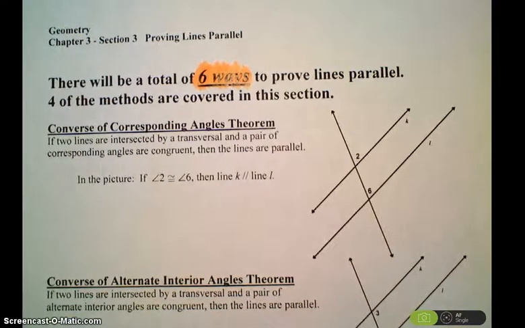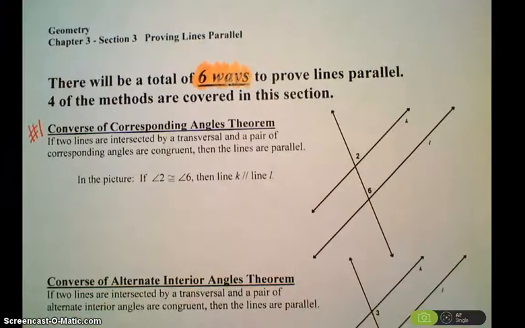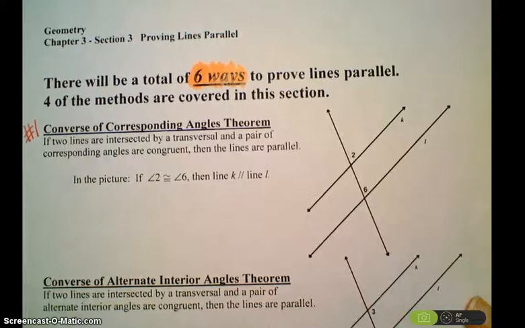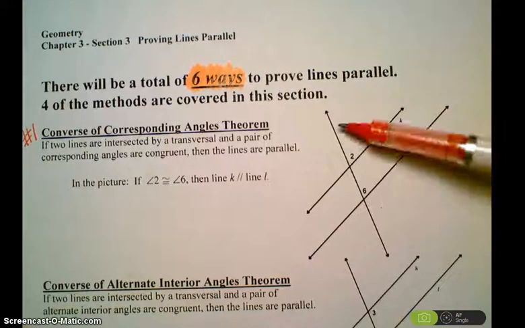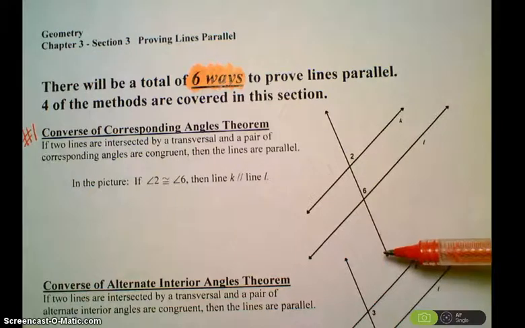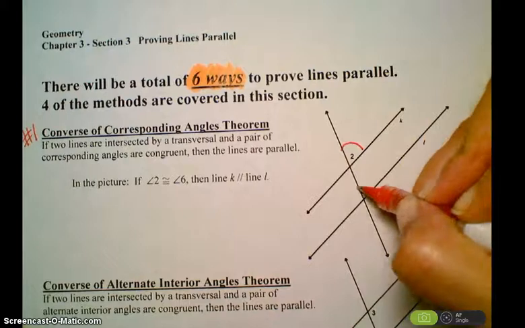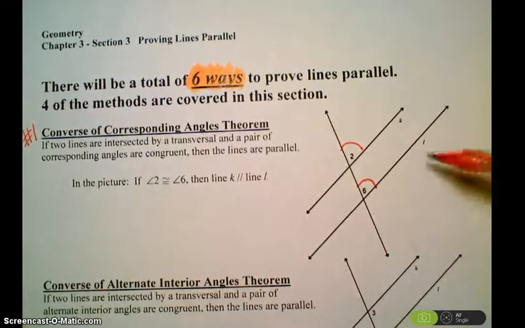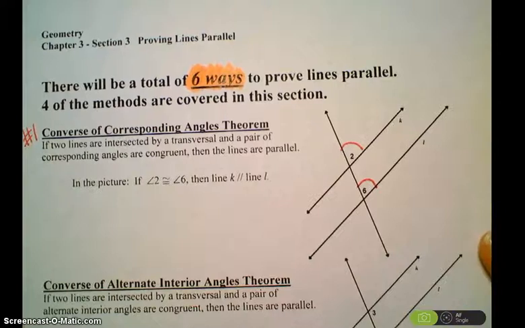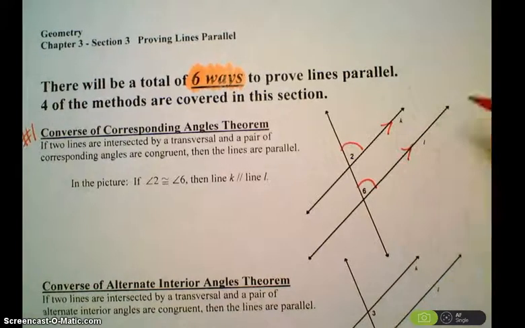Okay, so the first way is the converse of the corresponding angles theorem. In this situation, all we know for sure is that we have 2 lines being crossed by a transversal. According to this, if we have a pair of corresponding angles that are congruent, then we're guaranteed that the 2 lines are parallel to each other. And do you recall how to mark lines parallel? That's right. You put 2 arrows on the line.